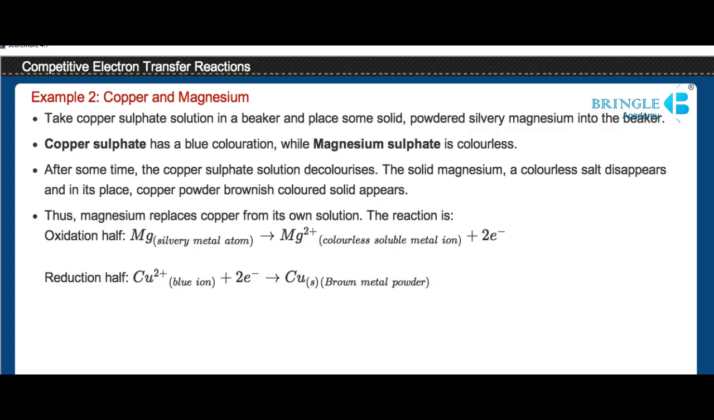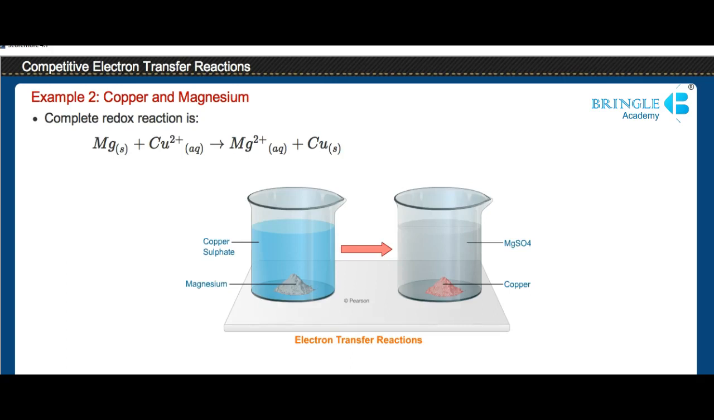Magnesium replaces copper from its solution, thus reducing copper and getting oxidized itself. The reduction and oxidation half reactions are given. The whole redox reaction is shown with a diagrammatic representation of the color change of copper sulfate and magnesium powder.